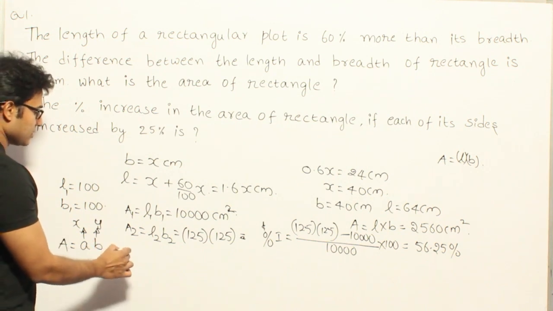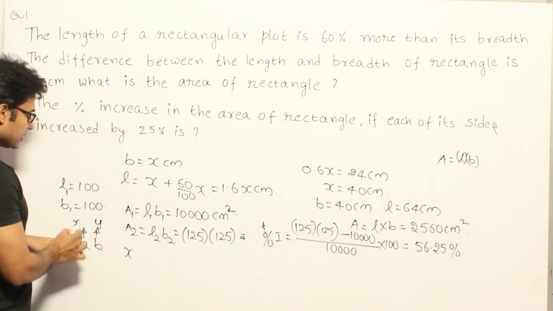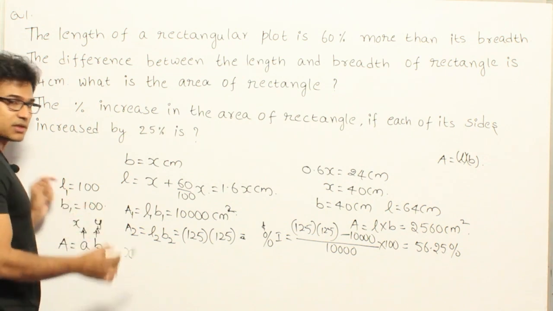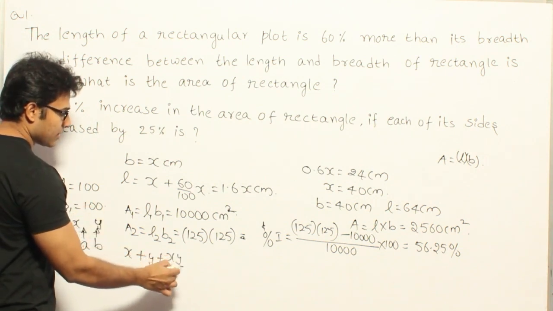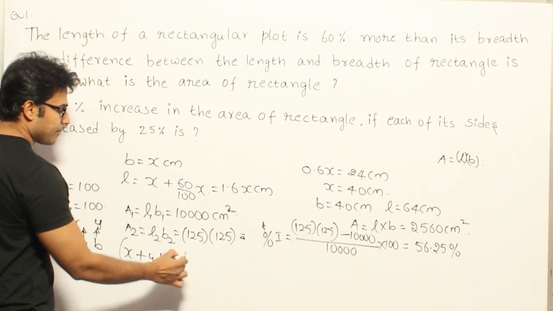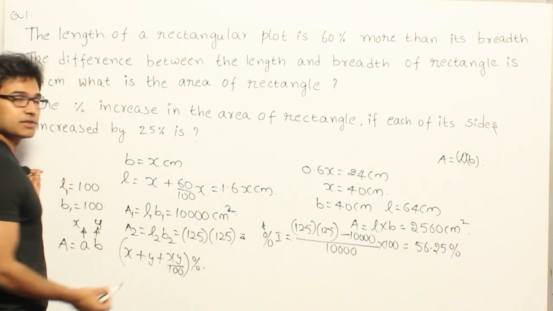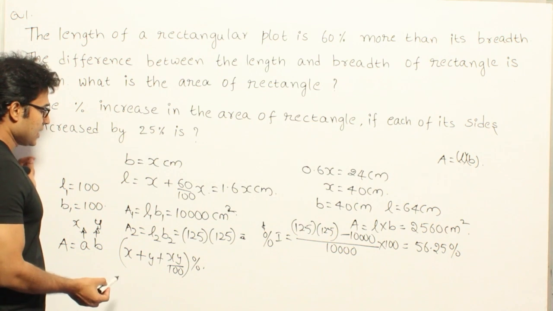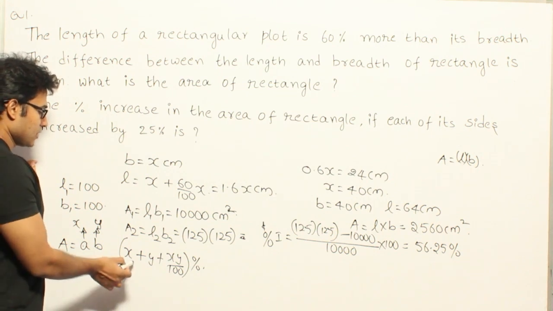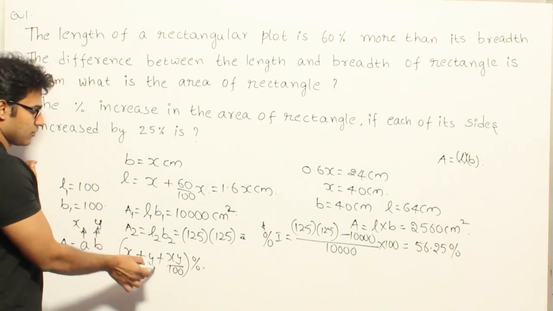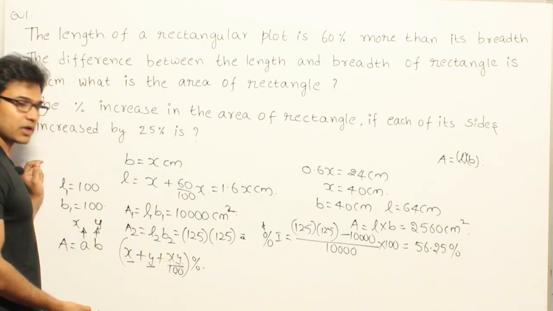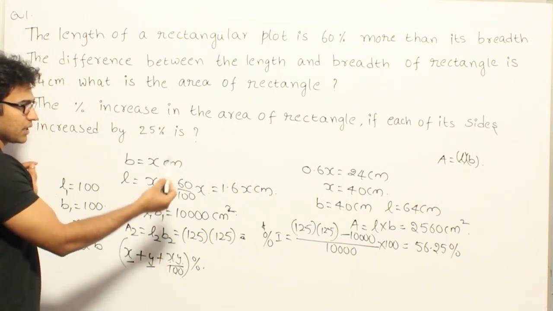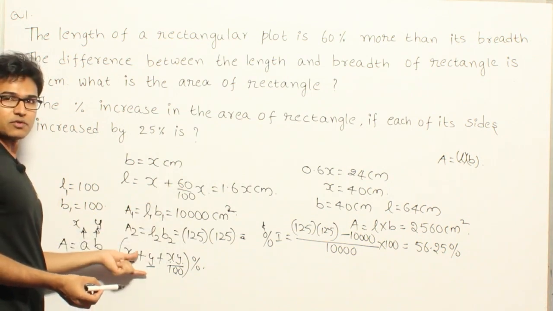Okay, then the overall change is going to be: if A is increased by x% and B is increased by y%, then the overall change is going to be x plus y plus xy by 100%. This is the overall change. We shall derive it there, right? Now in that case, here it is going to be 25 plus 25 plus 25 into 25 by 100. So there you are going to get again 56 1 by 4 if you substitute 25 here in x and y.